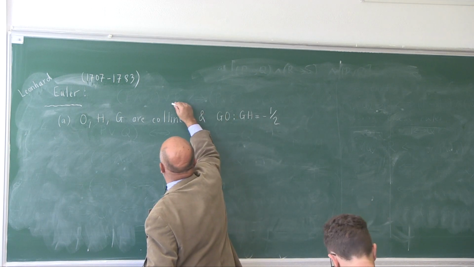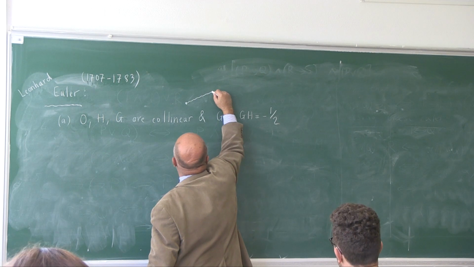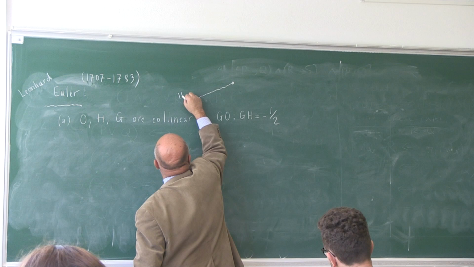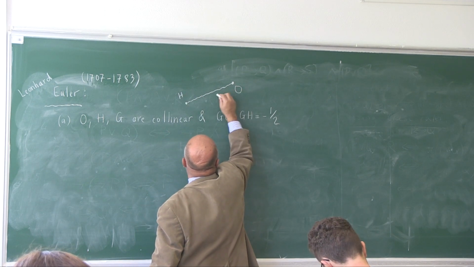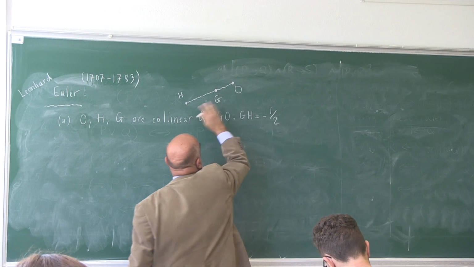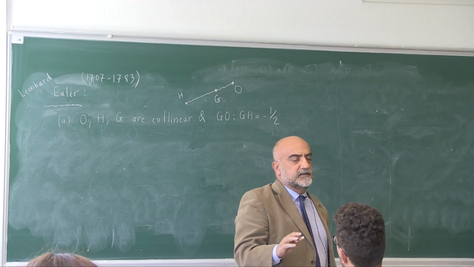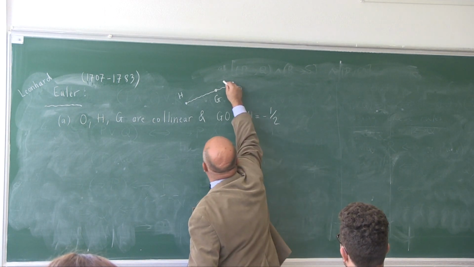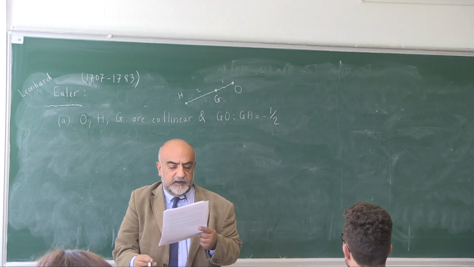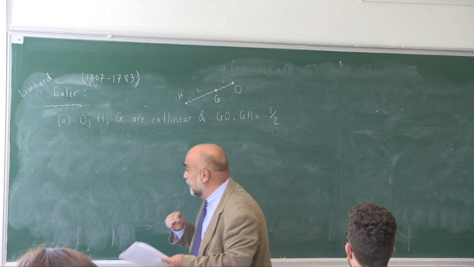So if you want a picture, these 3 points constitute a configuration like this. This is H, this is O, and G is here. So if you divide this line segment into 3 equal parts, this is 1, this is 2. And O and H are on the opposite sides of G. And this line is referred to as the Euler line, and so on and so forth.